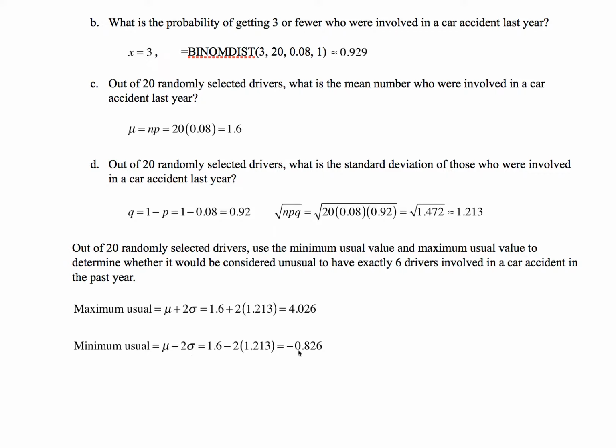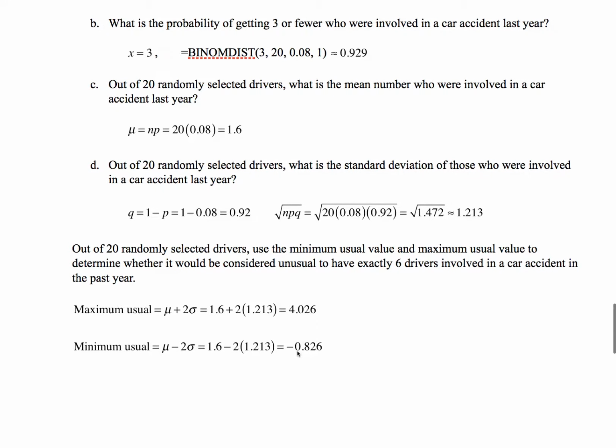The minimum usual gives us a negative number. But 6 is more than 4, so it's outside the range of the usual values. So yes, that is unusual. 6 drivers would be unusual.